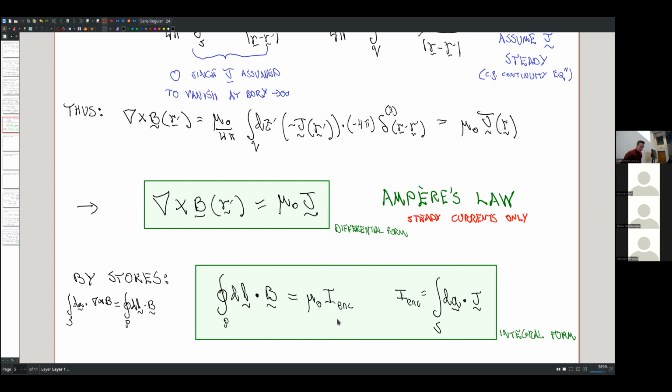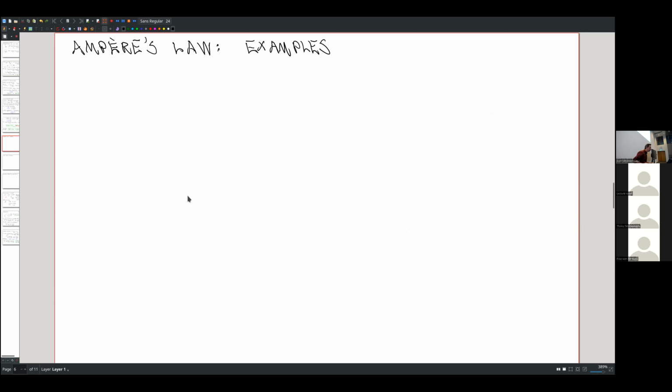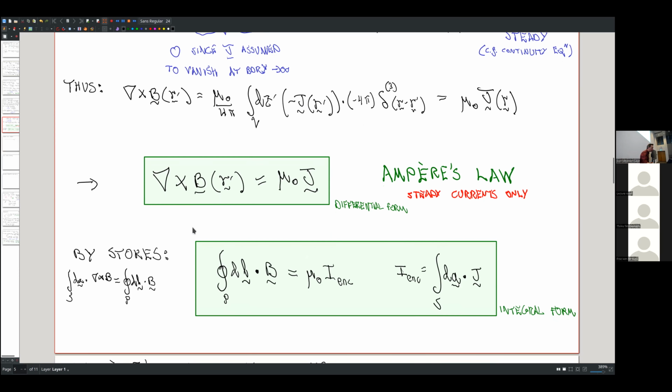Okay, so let's just see how to use this in a couple of minutes. We go back to our simple problem that we had before. Okay, so I have my infinite wire like this, carrying a certain current I in that direction. And what am I going to do? I'm just going to use Ampere's law here in integral form.